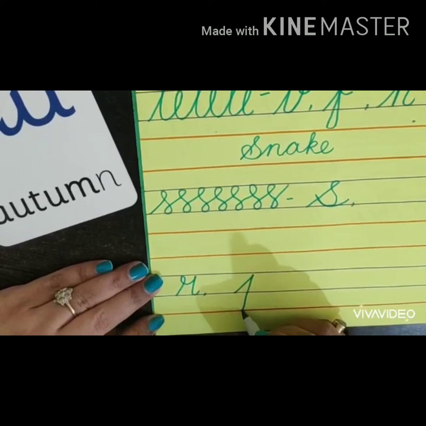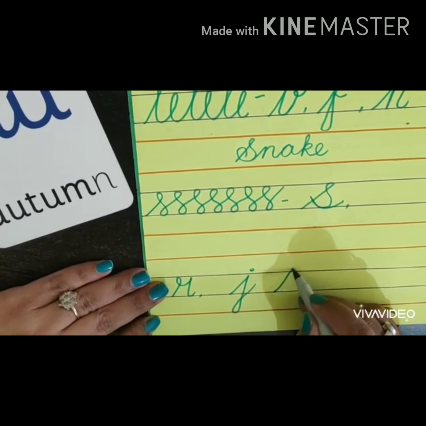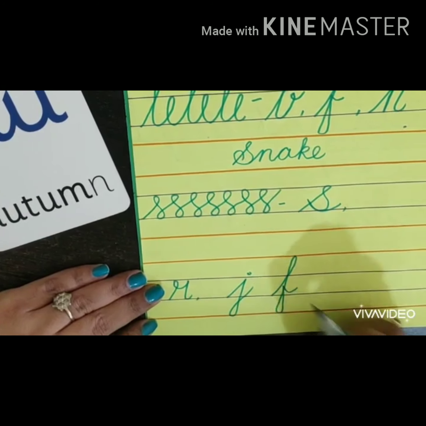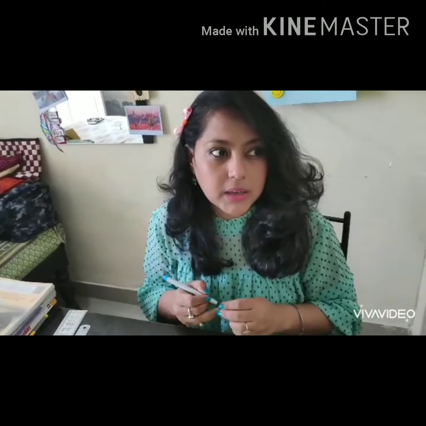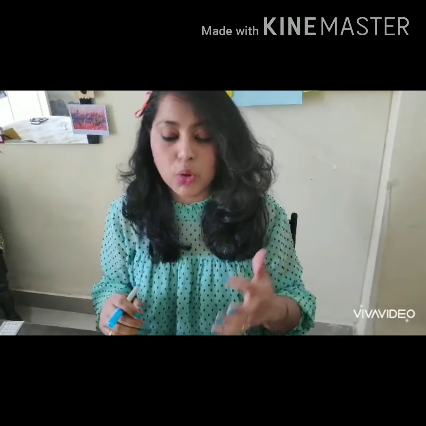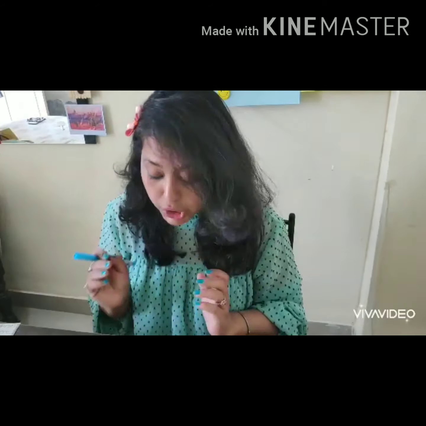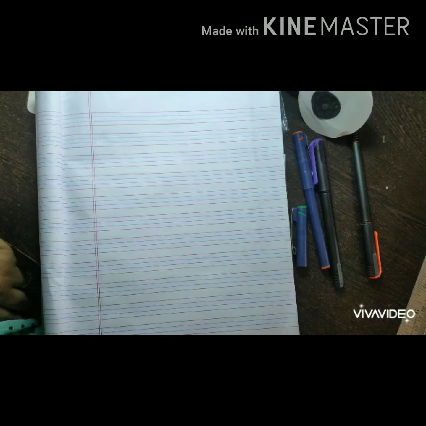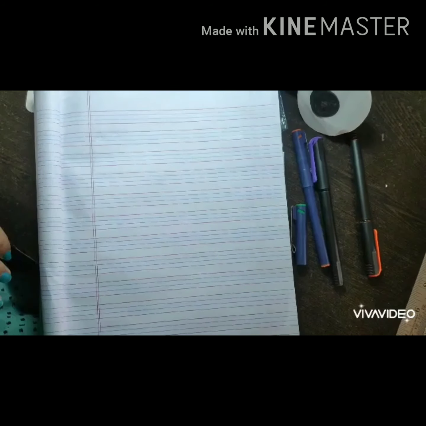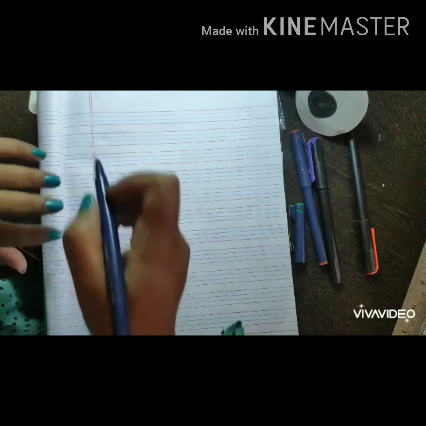J, F. This one, now there are a few letters which are a little bit difficult even though we learn the patterns. So this one we have to practice. Now we will write the capital cursive and the small cursive also.